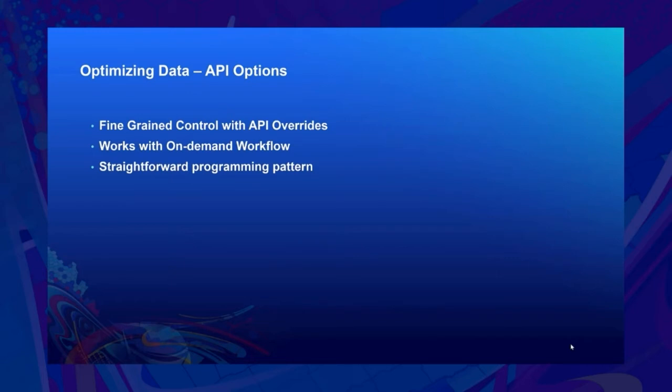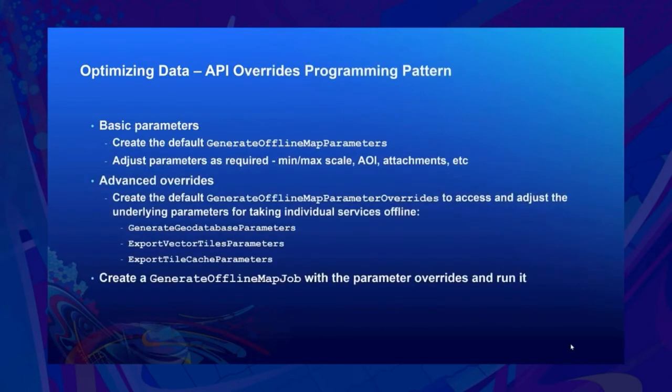It's a fairly straightforward programming pattern. So we're going to take a look at that. On the next slide, we have a basic rundown of the programming pattern. And it works like this. You begin with your offline map task, and we're going to start working with our simple parameters, our generate offline map parameters. You can create those by calling a method that lets you create the default parameters. You should always start there because the default parameters reflect the settings that the web map author has configured when they set up your map for offline use.